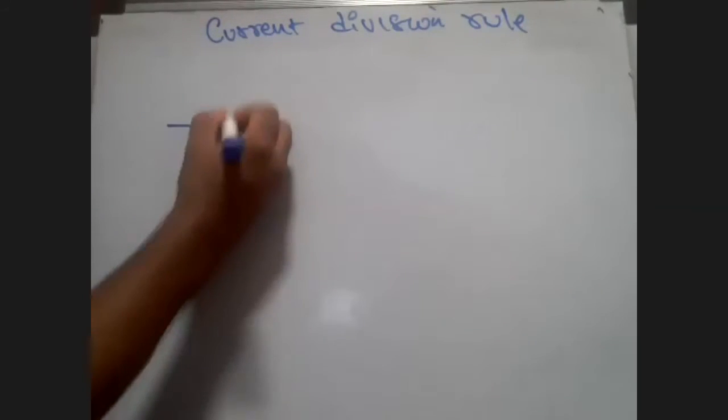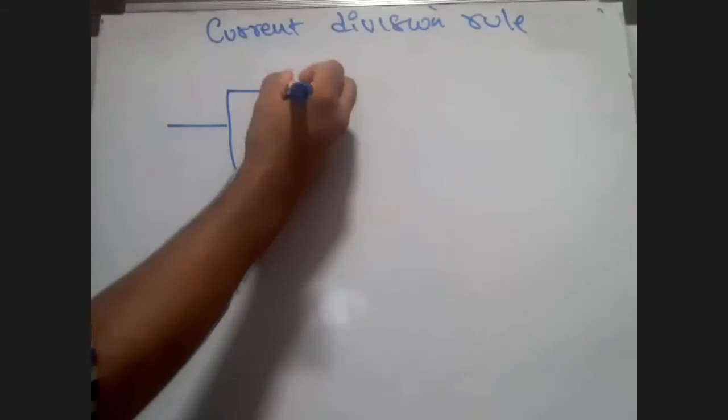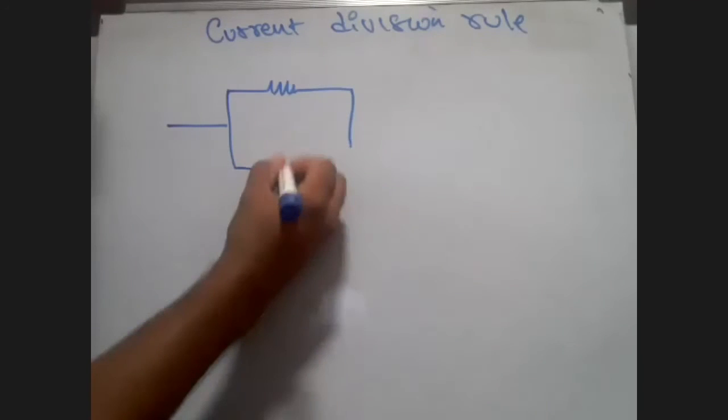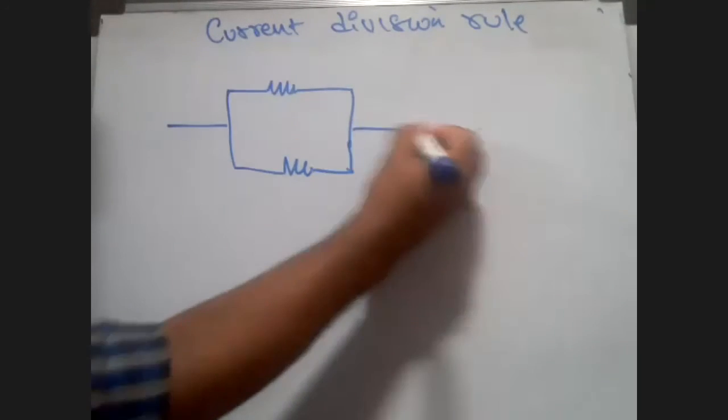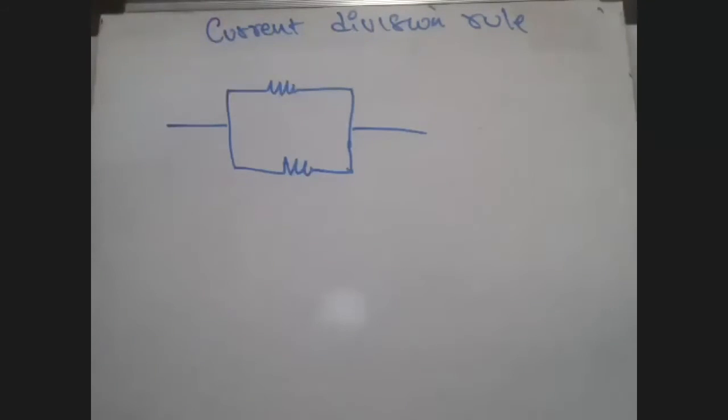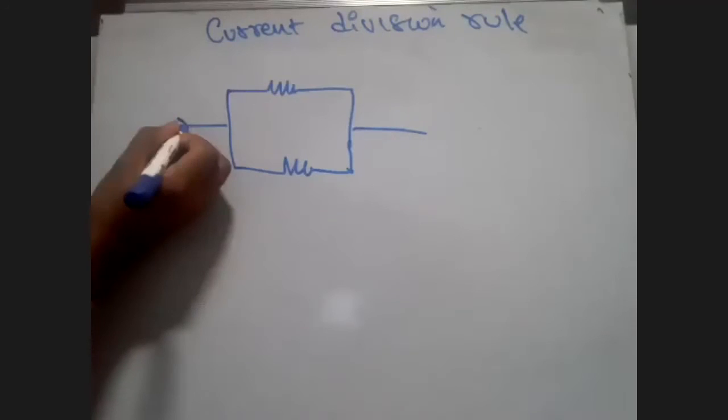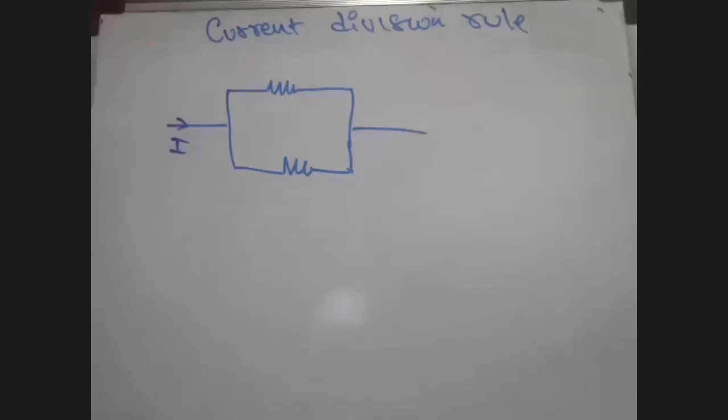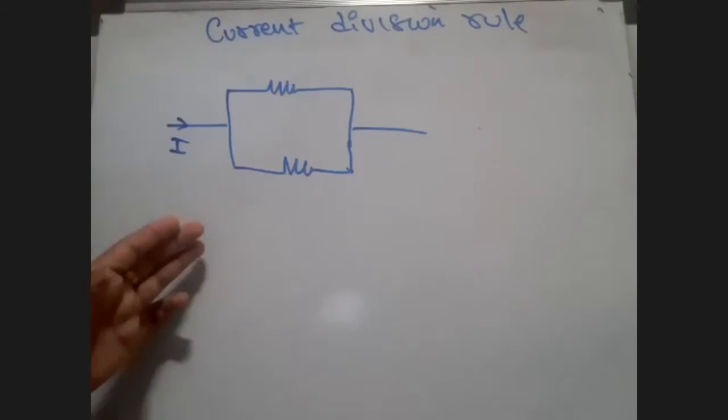See, if there is a small circuit like this, I am telling you, this is the current division rule, by the way. Current division rule. This might not be in your books, but this is the way you solve it. If they ask you the current through any branch, this is the way you solve it.